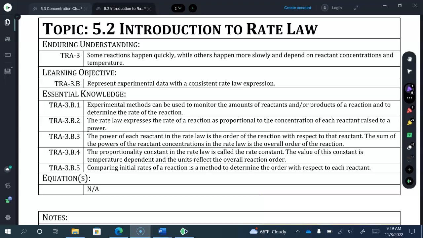Hello everyone, welcome to topic 5.2, Introduction to Rate Law. By the end of this, you should be able to represent experimental data with consistent rate law expression.